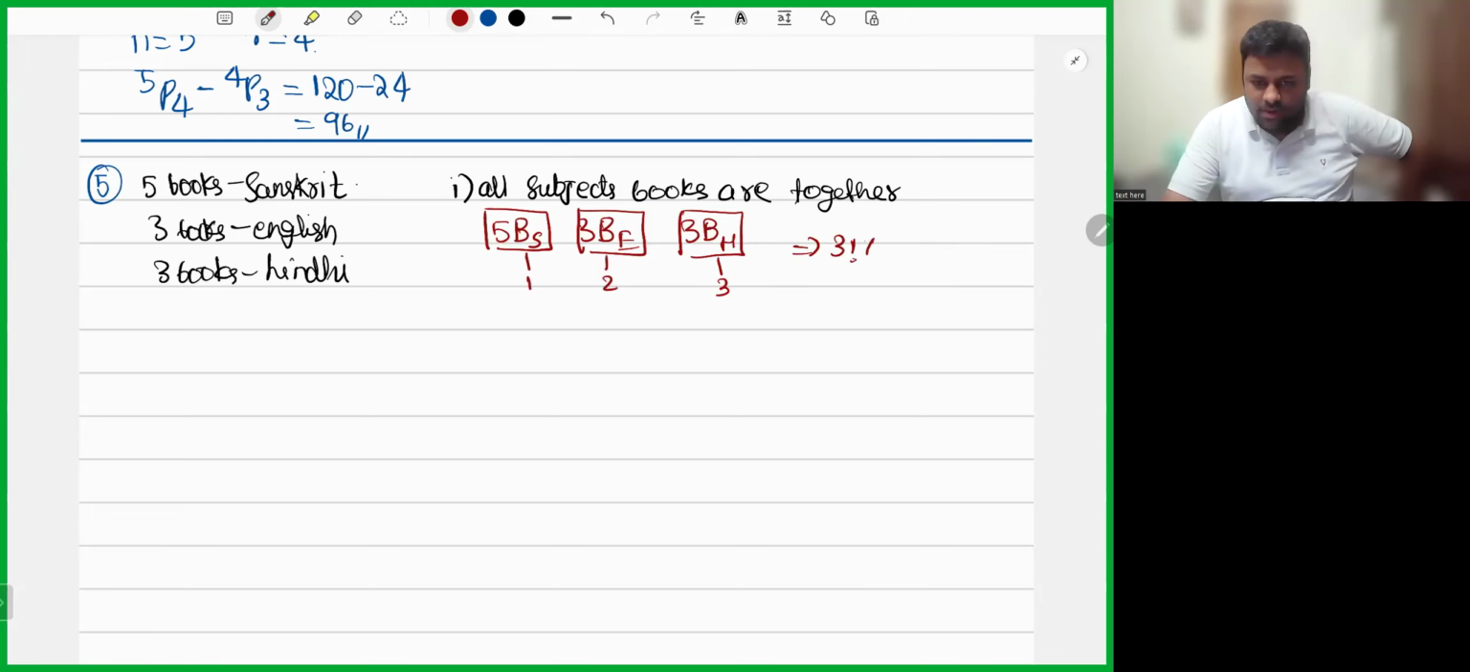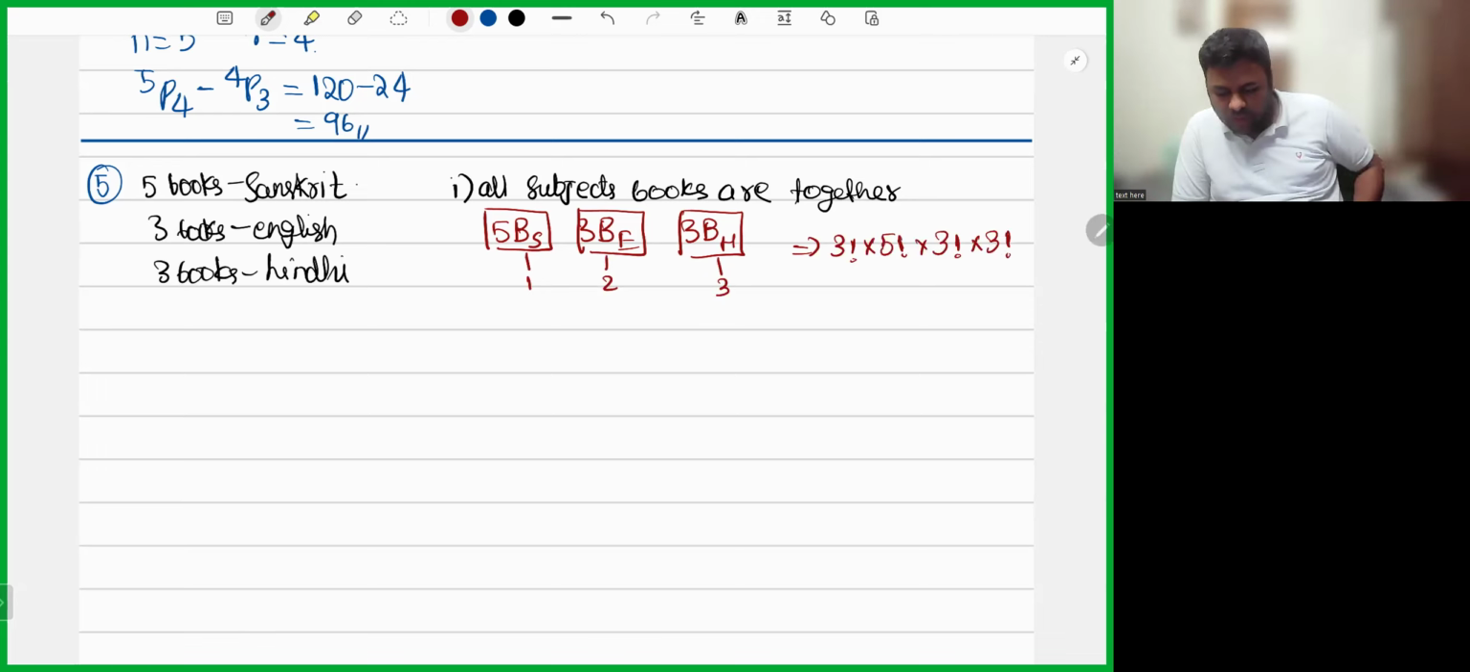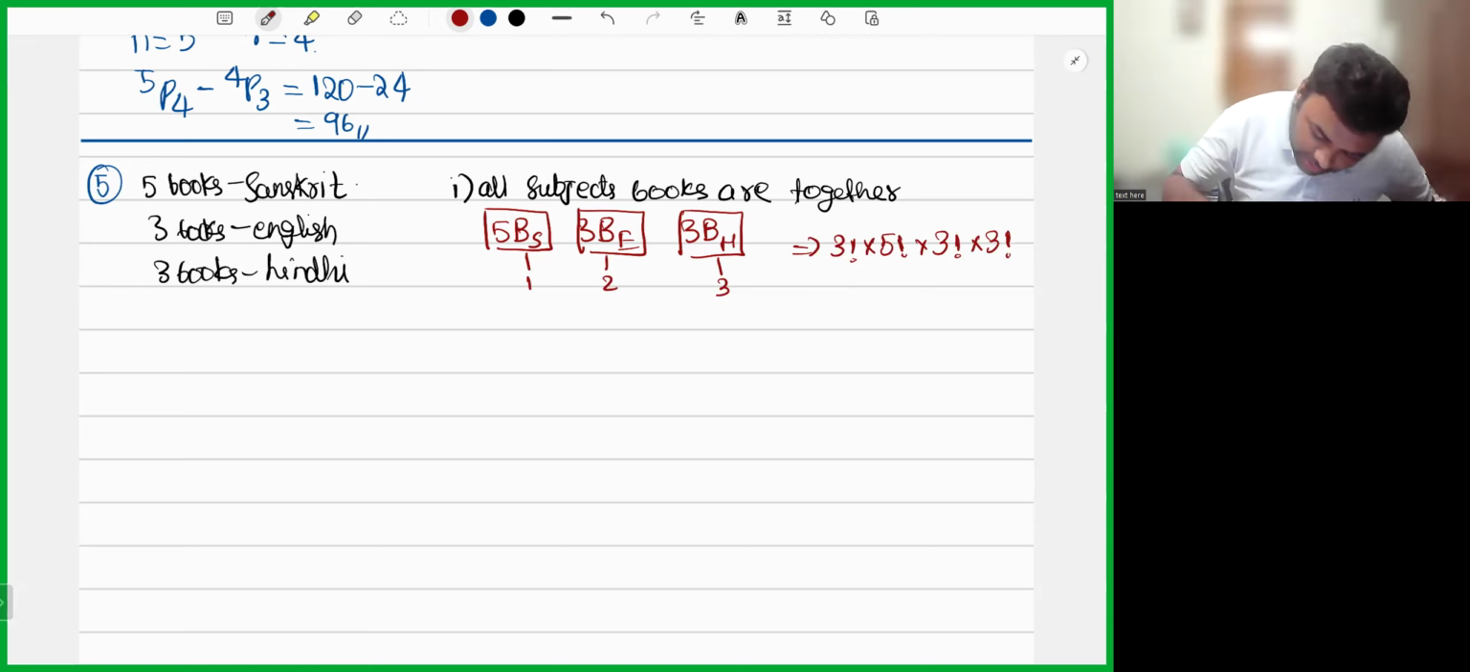3 factorial ways. Can 5 books of Sanskrit be interchanged among themselves? Yes, sir. He's telling that together, but he didn't tell in which position they are. So 5 factorial. 3 books on English? Yes, sir. 3 books on Hindi? Yes, sir. You can interchange among themselves. So the answer is 3 factorial into 5 factorial into 3 factorial into 3 factorial. Next.